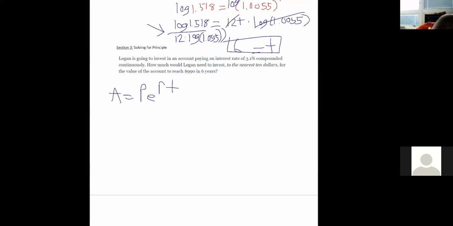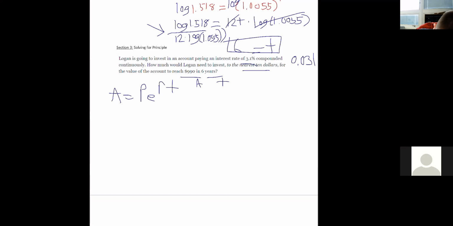So they tell us our interest rate is 0.031. We want to figure out how much he would need to invest to the nearest $10, so we'll have to pay attention to that. The value needs to reach 990. That's our A, our goal for our final amount. And then obviously 6 years is our time.